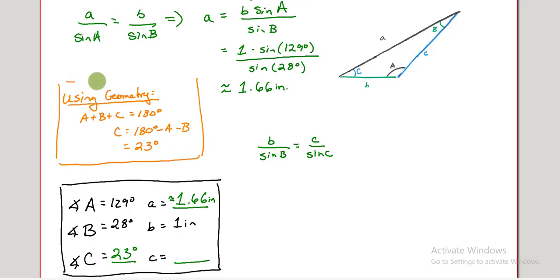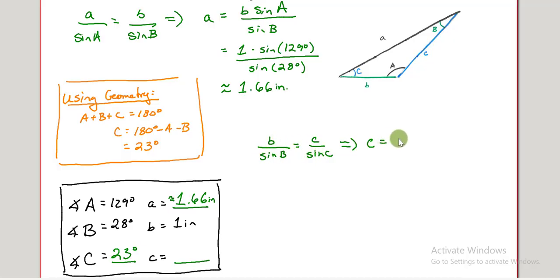This is helpful because now if I look back over here at this pair of ratios from the law of sines, I know 1, 2, 3 of the 4 components, which means I'm able to solve for side length C here. So doing what we did before, I'm going to isolate the variable C. I'll do so by multiplying the sine of C to both sides.